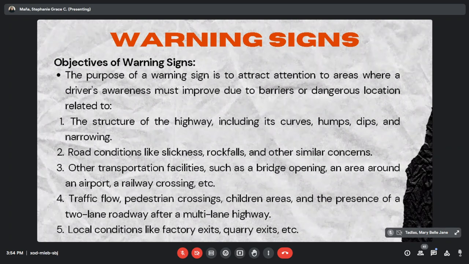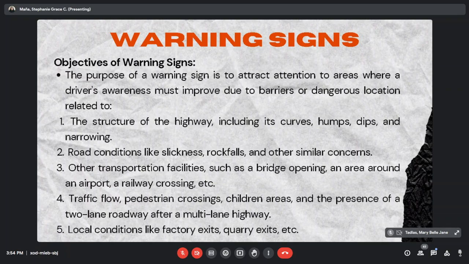So, objectives of warning signs. The purpose of a warning sign is to attract attention to areas where a driver's awareness must improve due to barriers or dangerous locations related to the structure of the highway, including its curves, humps, dips, and narrowing. So makakita kayo ng warning sign if may curve ahead ng road or may humps or magbabawas ng lane na yung road. Then second, road conditions like slickness, rock falls, and other similar concerns.